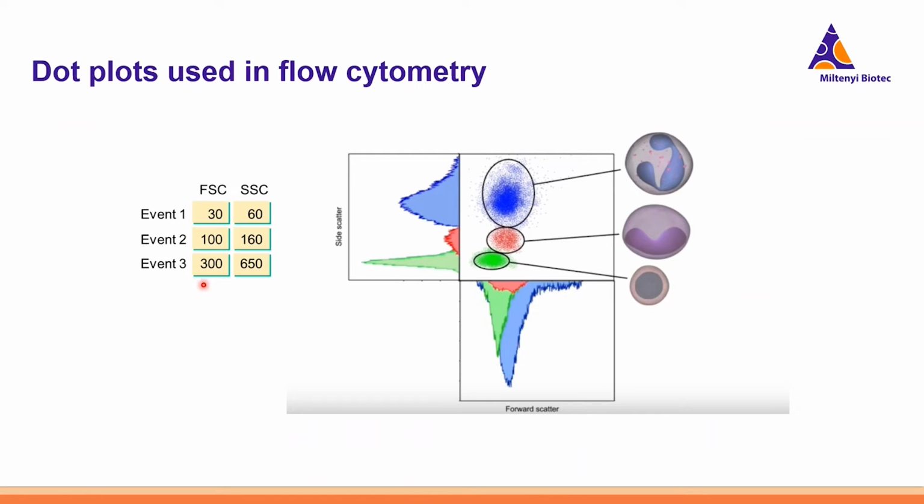And then same thing for event 3. This has a larger forward scatter as well as a larger side scatter. So we go a little bit further up here and we come up and we place a dot in our granulocyte population.